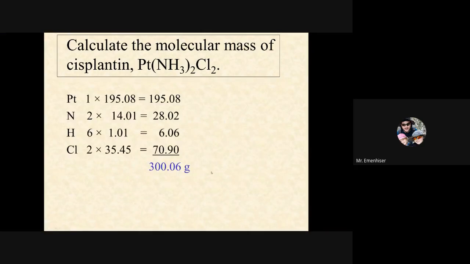We get 300.06 grams. If you're counting and adding up molar masses from the periodic table, you usually want to keep 4 or 5 significant figures. About as many as you get off the periodic table, like these numbers right here. You want to try to keep at least 4 sig figs for those kind of numbers from the periodic table. That would be a good recommendation.